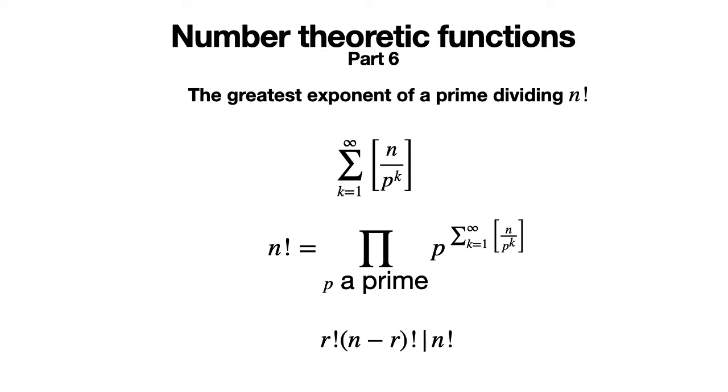In Part 6, we discussed the greatest integer function and its applications. The greatest integer function of x, box x, takes in a real number x and produces the greatest integer less than or equal to x. It is the unique integer satisfying the inequality x minus 1 strictly less than box x less than or equal to x. First, we look at the greatest power of a prime that divides n factorial.